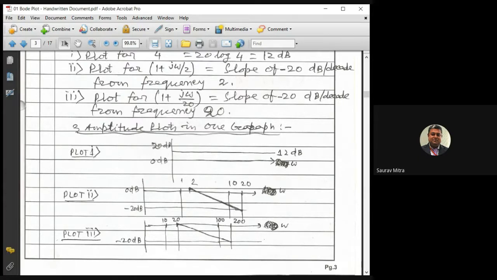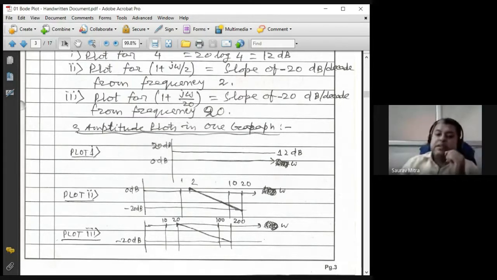Whatever is this line at minus 20 dB, in this it is 20 comma minus 20, then towards the right you will be finding 200 comma minus 20. So this is the 200 comma minus 20 point. Now this 20 comma 0 and 200 comma minus 20, these two points you have to join, and you have to extend it. So these are the three plots that you are plotting in this case.